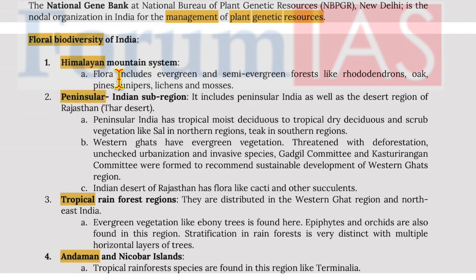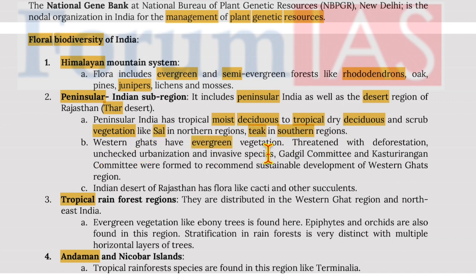Now, for the Himalayan mountain system, floras include evergreen and semi-evergreen forests like rhododendrons, oak, pine, juniper, lichens, mosses, etc. For the peninsular Indian subregion, it includes peninsular India as well as the desert region of Rajasthan, that is the Thar Desert. Now, peninsular India has tropical moist deciduous to tropical dry deciduous scrub vegetation like sal in the northern region, teak in the southern region.